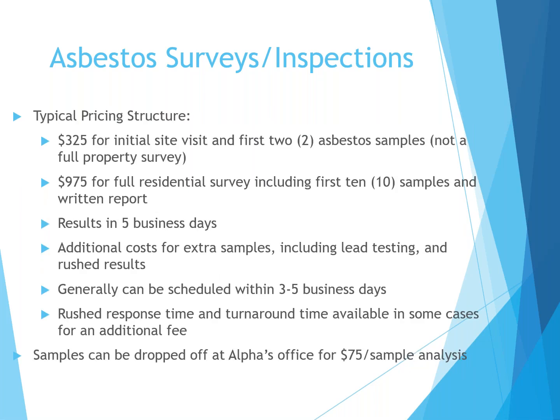So here we go, here's pricing. Again, relevant information for you all. Typical pricing structure: $325 for initial site visit and 2 asbestos samples. Again, this isn't for a full property survey. This is basically an initial consultation for Alpha, or most companies probably have a similar structure for fees, to come out and basically take 2 samples.